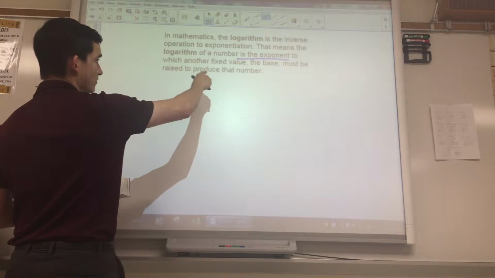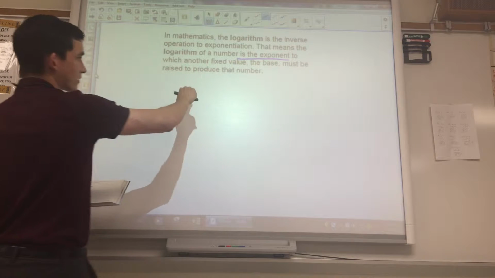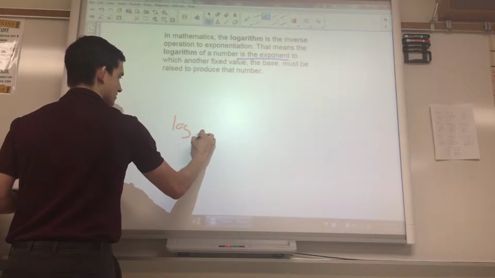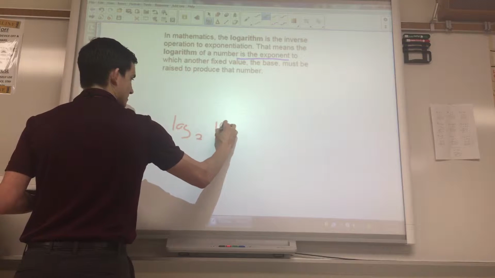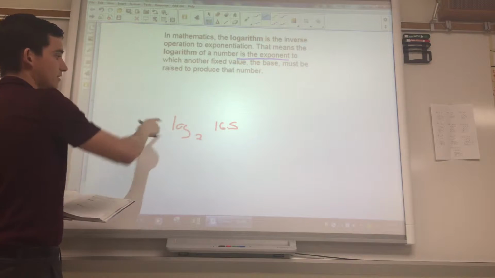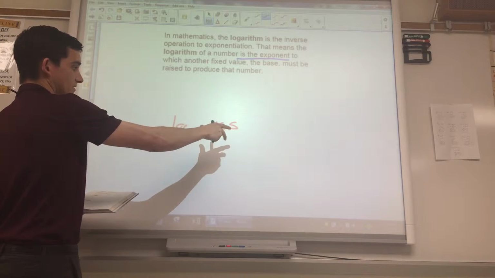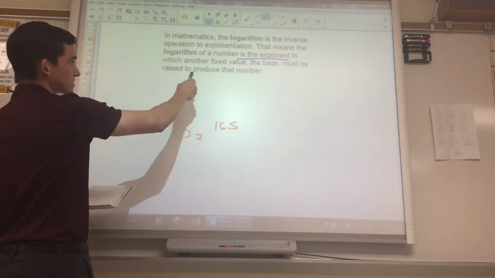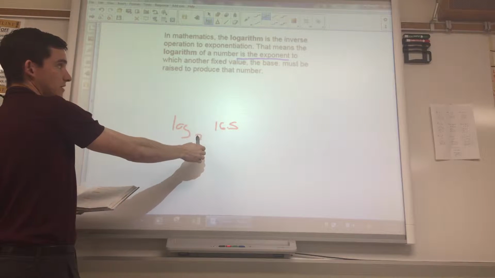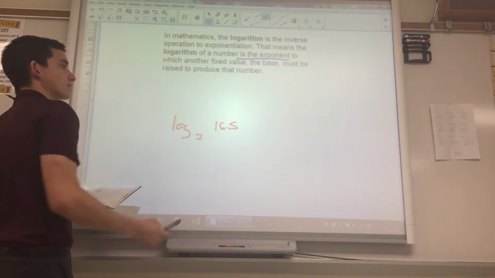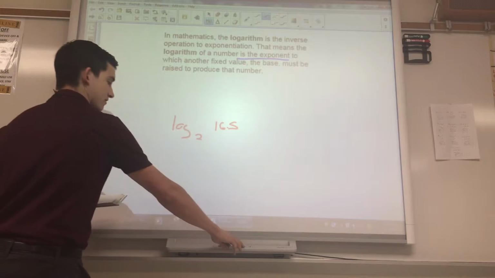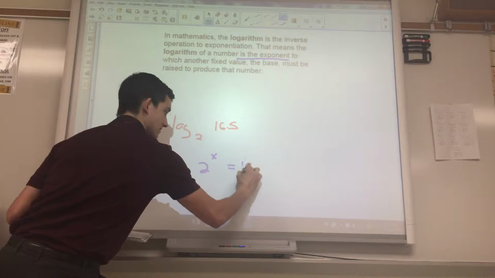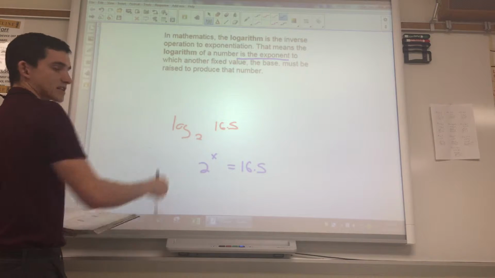It says, to which another fixed value, the base, must be raised to produce the number that you're taking the log of. So if I have log base 2 of 16.5, the logarithm is an exponent. It's pretty much saying it is the exponent to which another fixed value, the base, so 2, must be raised to produce that number, 16.5. So the logarithm is spitting out the value that I have to raise 2 to get 16.5. Its answer is an exponent.